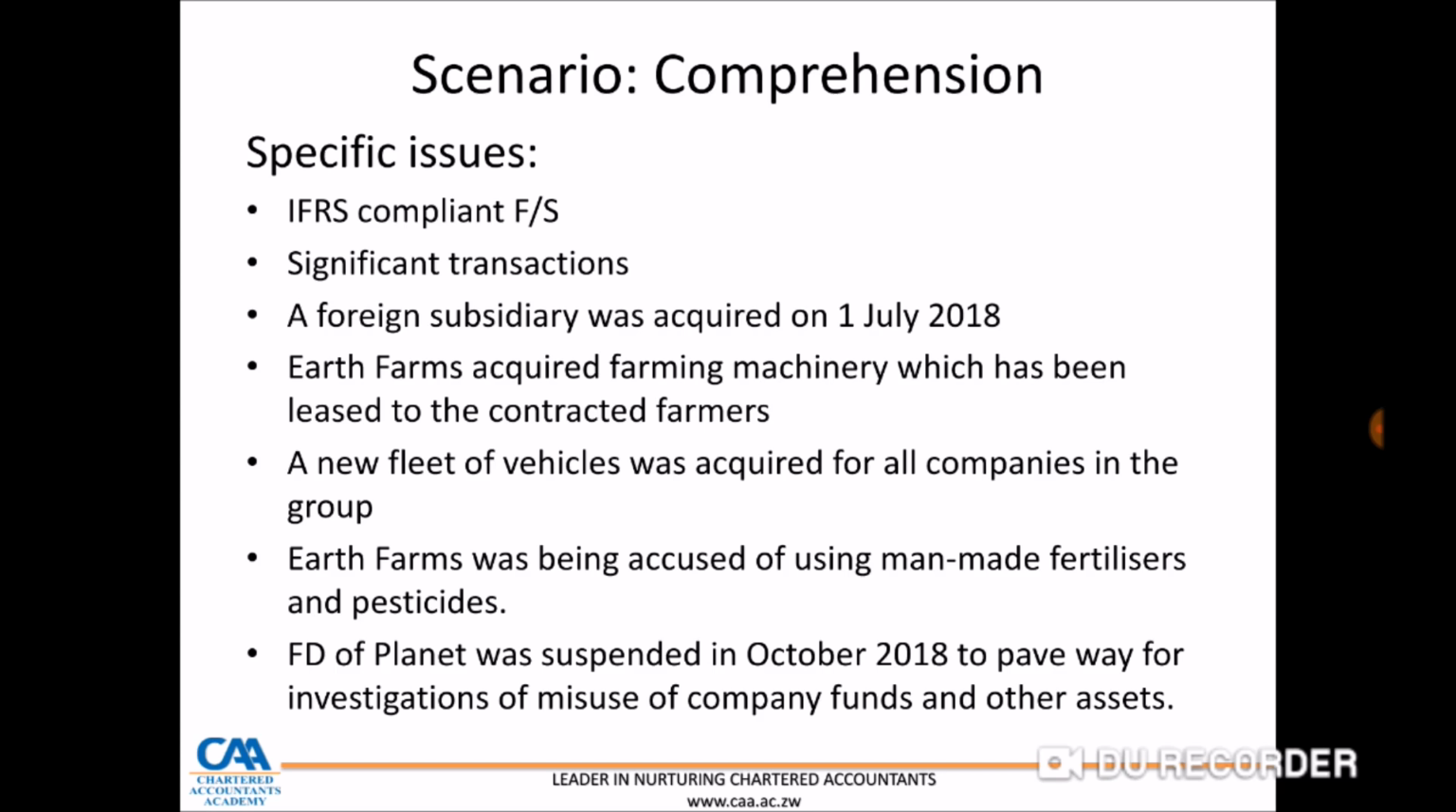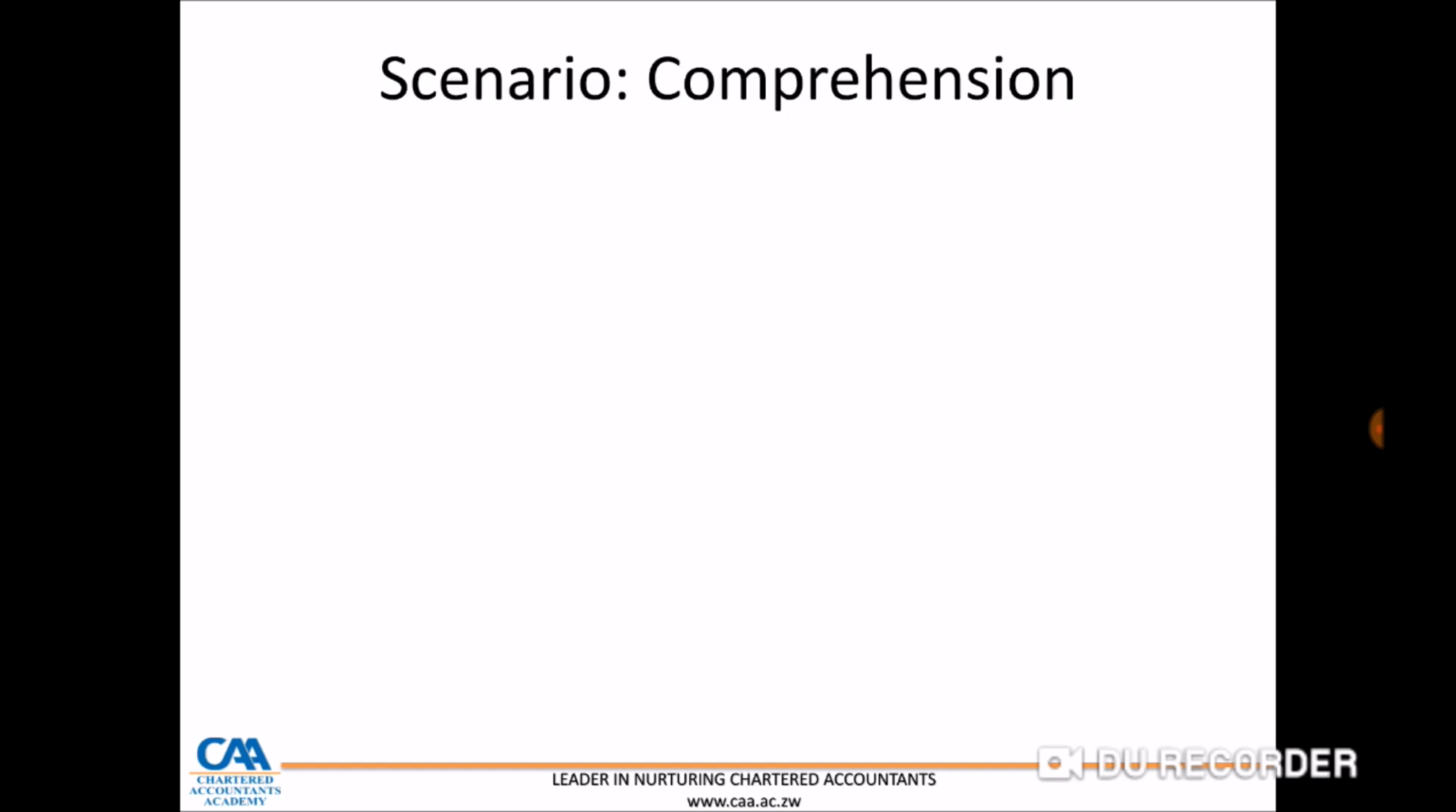Using man-made fertilizers and pesticides, would they misstate their financial statements because of the kind of behavior that they've been exercising throughout the year? So look out for specific issues, look out for significant transactions that occurred in that case study as you write the exam.